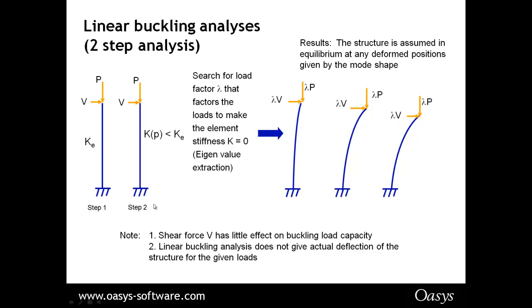Now, notice here, the shear force V has very little effect on buckling load capacity. It doesn't have no effect, just has little effect, because like all linear analysis, the equilibrium is based on the initial geometry, and we're looking for a load factor. The structure is assumed to be in equilibrium at any deformed position, so the mode shape is good, the load factor is good, but the actual deflection is not something to be taken notice of. The maximum deflection will normalise to 1 meter, and the other deflections will follow suit.